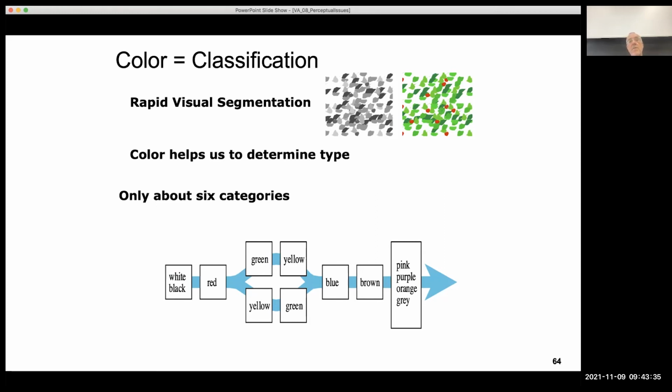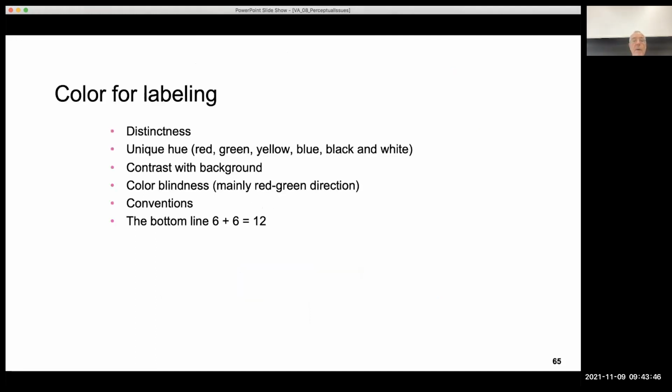But how many colors can we use? Remember, we started with the 6 categories that are the primaries, and with a little bit of combination, we want to distinguish the colors. We have a unique hue. You have the background to take into account, and we have some problems of color blindness. And sometimes we have different conventions. Red is danger, as red has a danger meaning in a lot of cultures.